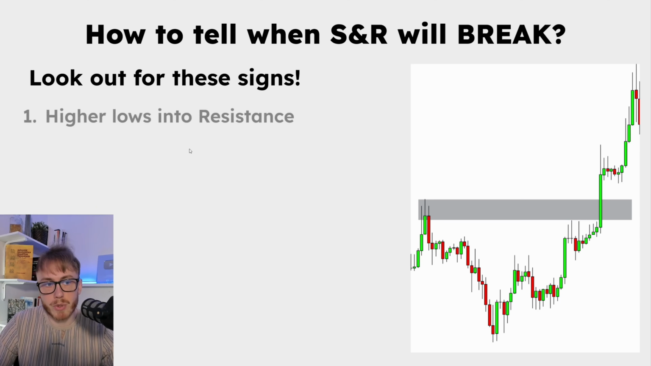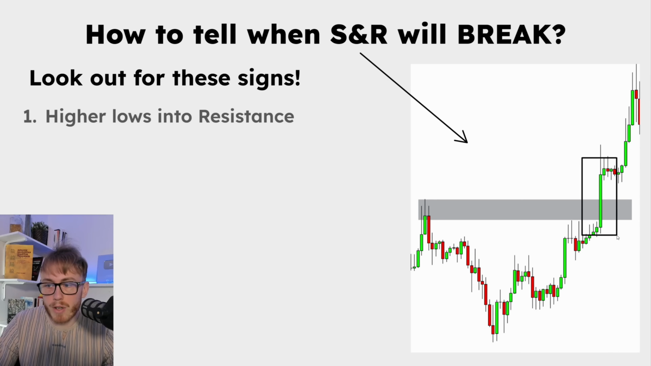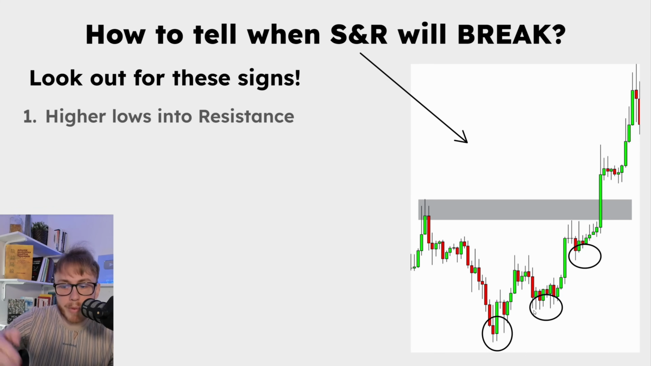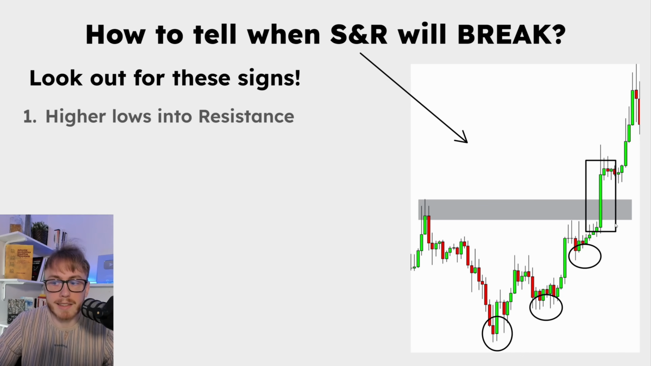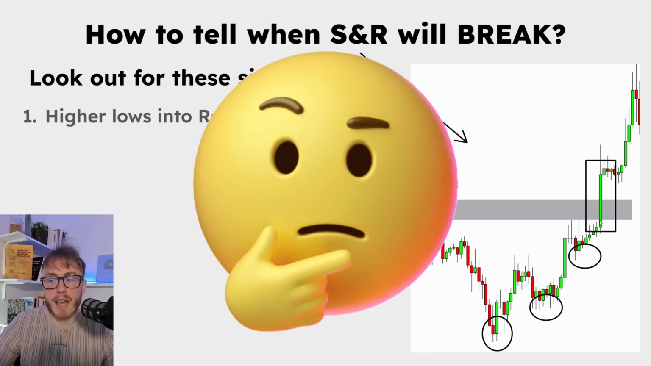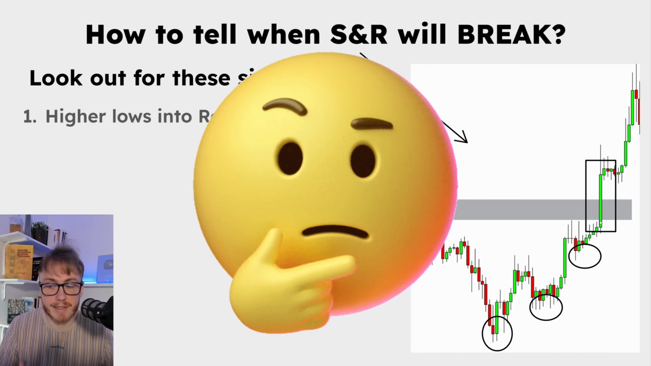But all right, so what are the signs and what are the rules to look out for here? Well, the first rule I'm looking out for is higher lows into resistance. If you take a look at this chart right here, you can see that before the breakout occurred, the price printed one low, then a higher low, and then yet another higher low. And when the price starts to print higher and higher lows before approaching a resistance, this actually indicates a potential breakout.